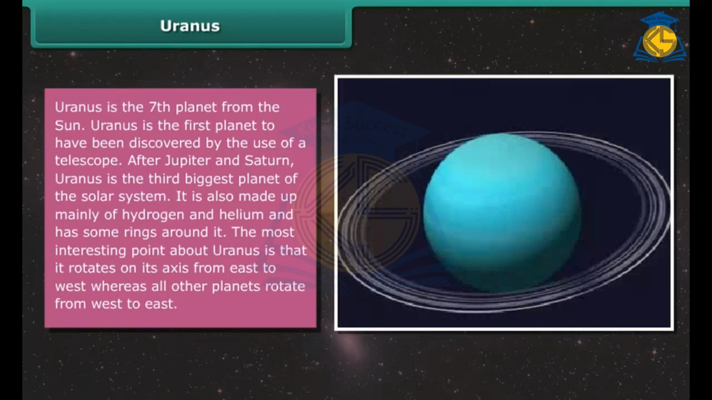Uranus is the first planet to have been discovered by the use of a telescope. After Jupiter and Saturn, Uranus is the third biggest planet of the solar system. It is also made up mainly of hydrogen and helium and has some rings around it. The most interesting point about Uranus is that it rotates on its axis from east to west, whereas all other planets rotate from west to east.